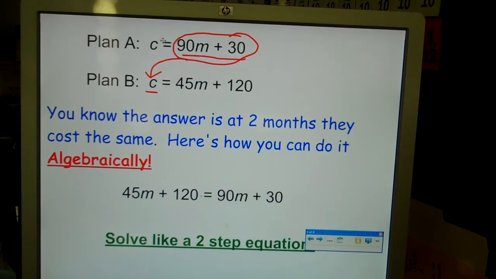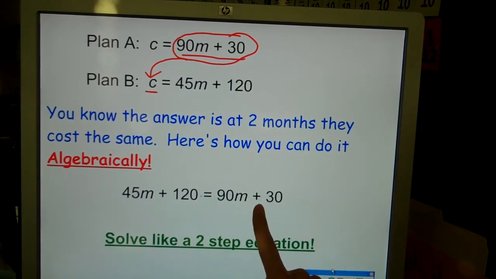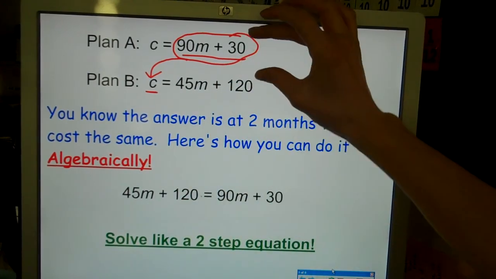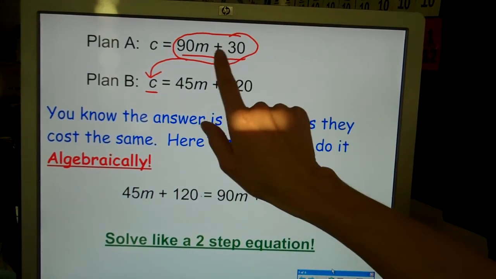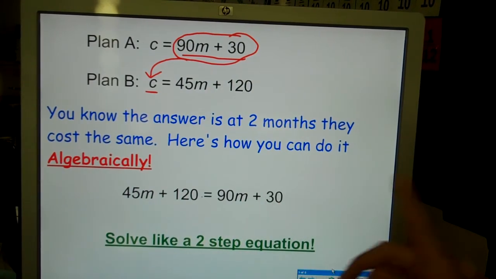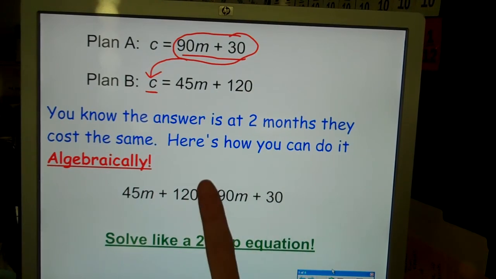Okay? So we want to know what M is going to equal when I set these two equal to each other. Because here I have C is equal to, here I have C is equal to. That means I can take these two equations, simply sub this in for C, and now they're set equal to each other. Now instead of having two variables to solve for, I only have one. And here's the big key. You can solve it like a two-step equation. Okay? Because you know how to isolate the variable.